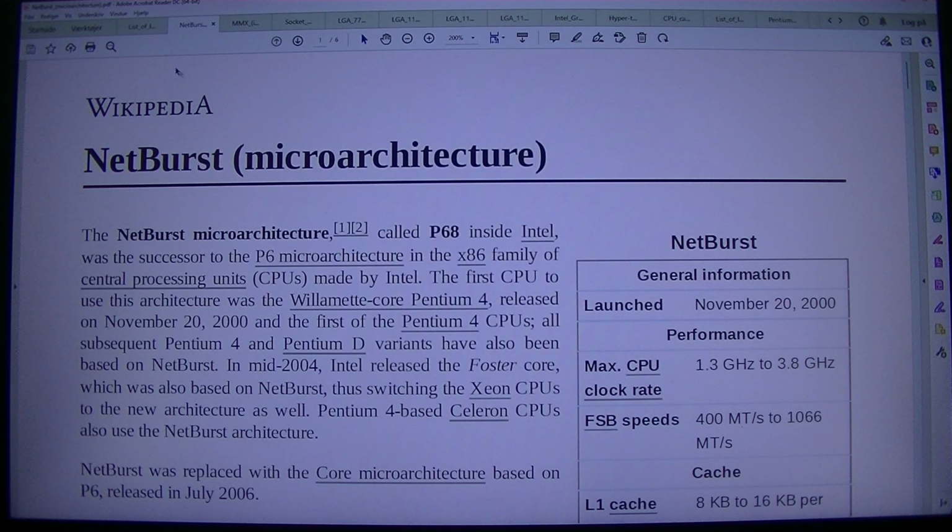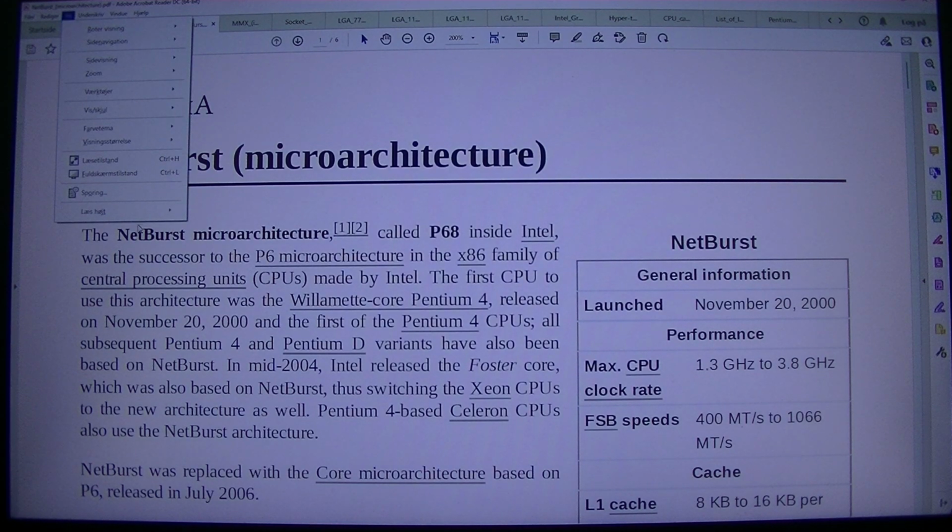That's 6 pages. We could maybe do that in one video. Let's try to do that. Reading the documents.